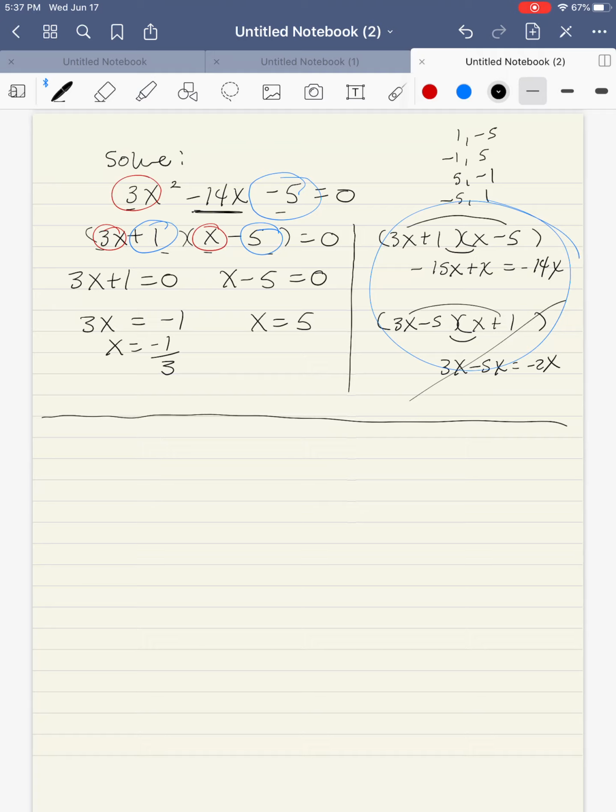The method that we're going to look at next is called the AC method. And again, you can use either method. I'm going to show you both of them, but you may use either one of these methods. So let's go back and look at this same equation that we had before. 4x squared equals 2x plus 30.